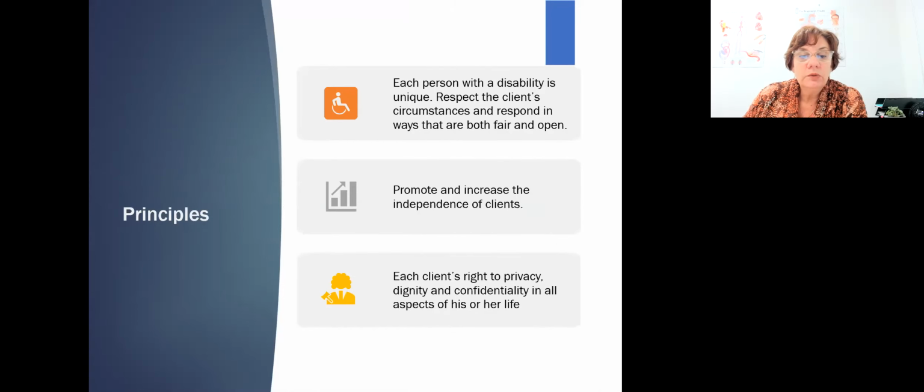So each person with disability is unique, and we have to respect their circumstances and respond in ways that are fair and open. Promote independence. Try to promote them to do as much as they can for themselves. This creates a sense of self-worth for them and helps them to have purpose. And all of those things eliminate behaviors. And each person has the right to privacy.